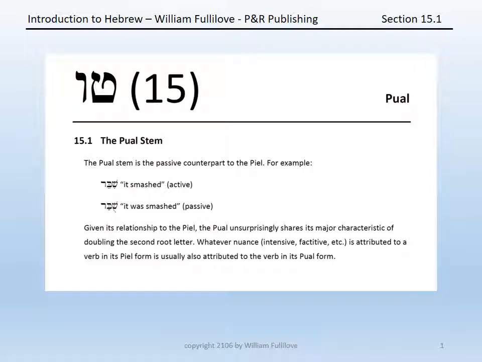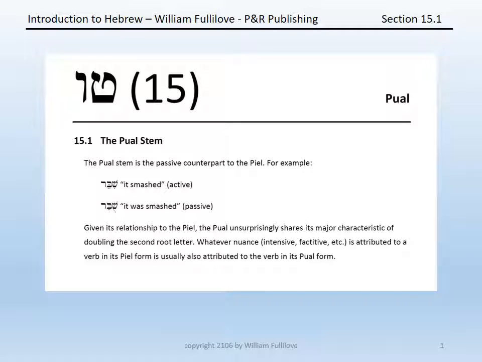So for instance, in the sentence, "Bill hit the ball," that is an active verb, "hit," because the subject, Bill, is doing the hitting. In the passive sentence, "Bill was hit by the ball," we have a passive construction because the subject, Bill, is receiving the action of the verb, is being the one that is hit.